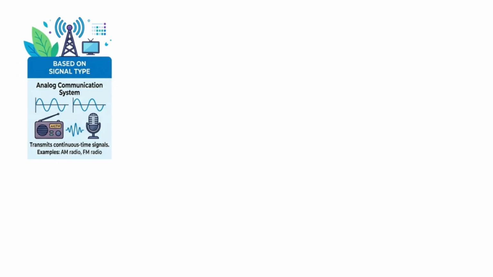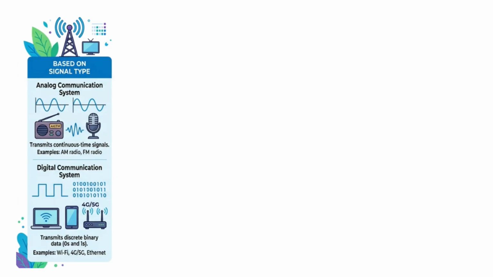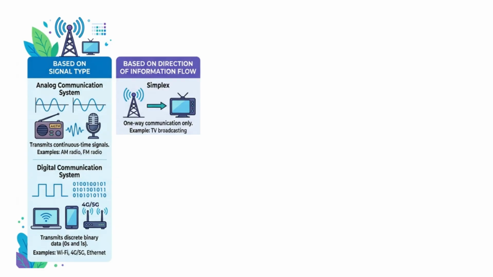In contrast, a digital communication system uses discrete signals, usually in binary form, meaning 0 and 1. This makes the system more reliable and resistant to noise. For example, when you use Wi-Fi, 4G, or 5G mobile networks, your voice, video, and data are all converted into digital bits before transmission. Even if some noise occurs, the original data can still be recovered more accurately compared to analog systems.